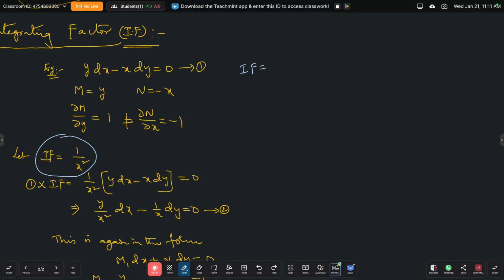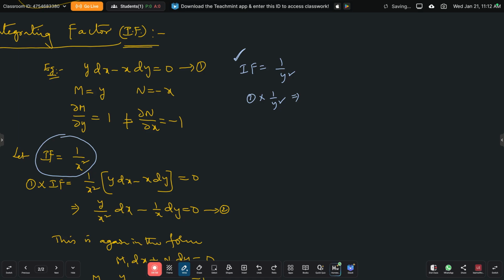I'll choose one more function, for example, 1 by y square. So let us multiply equation 1 with 1 by y square. This is the new integrating factor that I have chosen. Randomly I have taken this; not always 1 by x square or 1 by y square, you can try with any one. You can check.